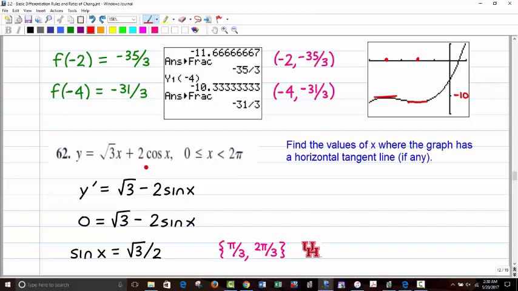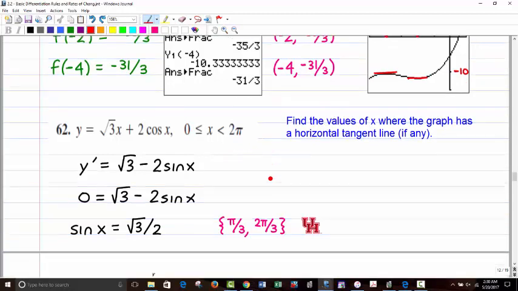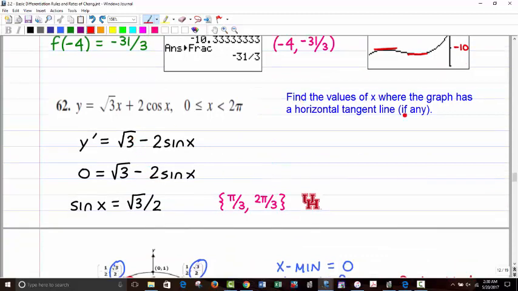So anyway, the derivative of this function, y prime, would be the square root of 3 times x, which would just be the square root of 3. And then the derivative of +2 cosine of x would be -2 sine of x. Now notice this interval includes 0 but not 2 pi, because they are coterminal to each other, so 2 pi would not be an answer, but 0 could be. So I want to set this horizontal tangent line, I want to set this equal to 0.